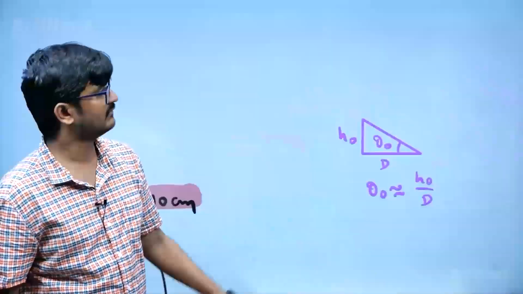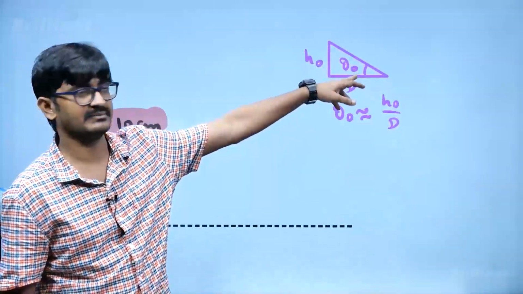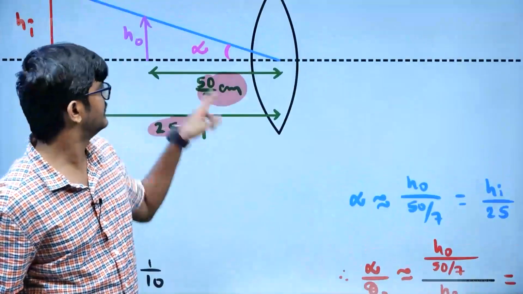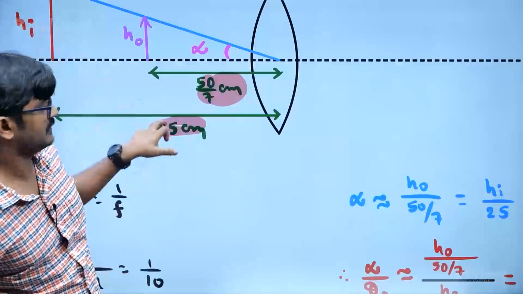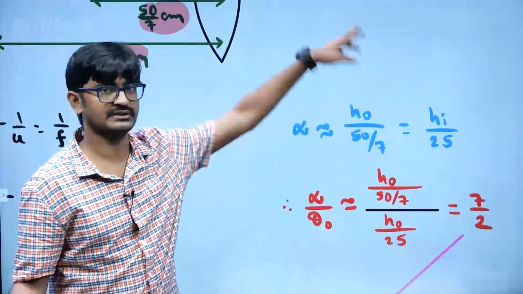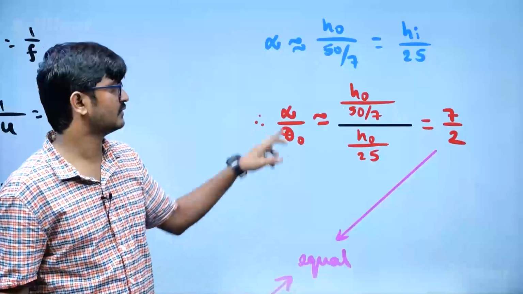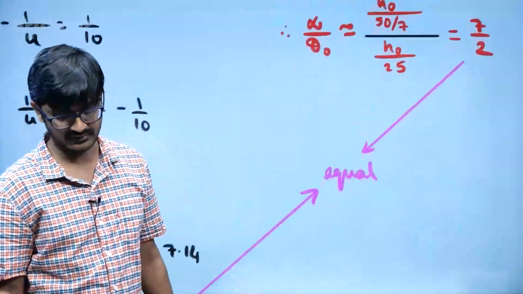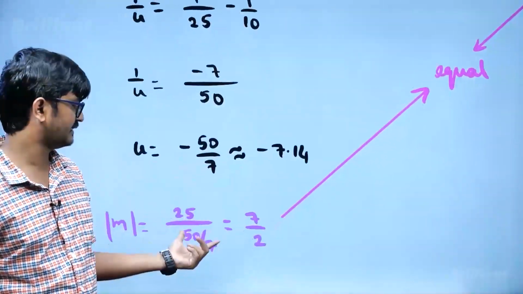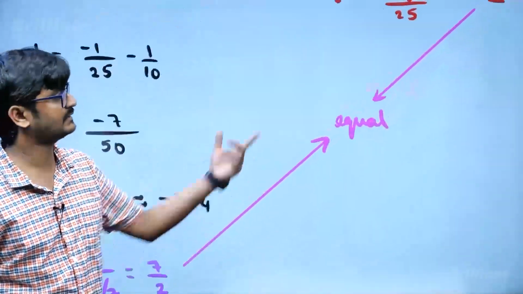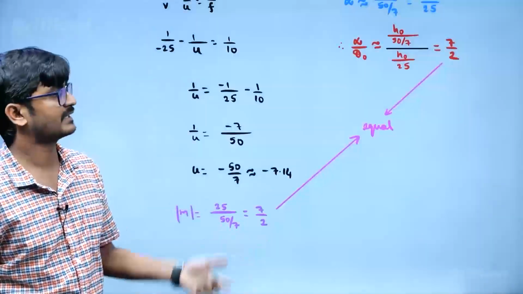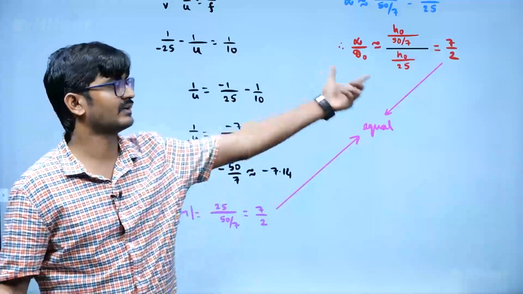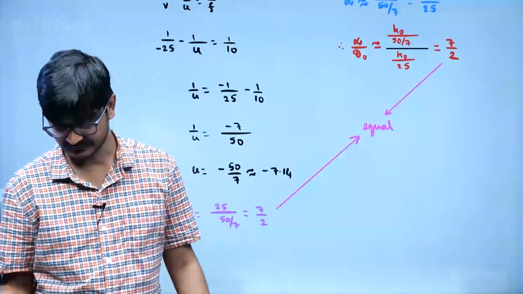Now what was the maximum angle that can make with my naked eye? It is h0 by d, h0 by 25. Now what is the new angle subtended? Either h0 by 50/7 or h1 by 25. But I will be taking this one because h0 and h0 will be getting cancelled. Right? So new angle subtended by old angle subtended, when you do that you will be getting 7/2, which is 3.5. Here also when you do the magnification you are getting 3.5. So in this particular case they are going to be equal. In this particular case, when the final image is formed at near point, that is 25 centimeter, magnification and angular magnification are going to be equal.